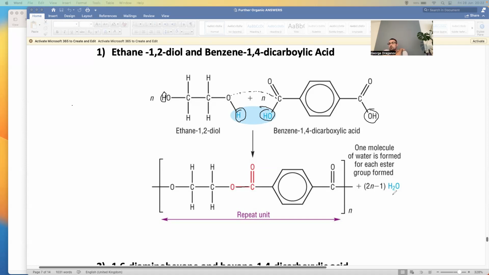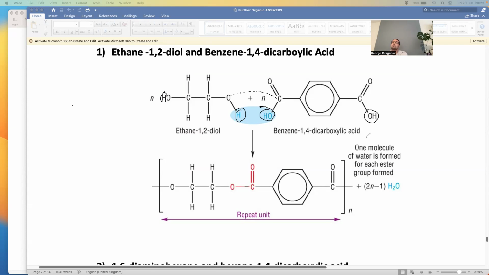Now, if we want to have n of this and n of this, then we have to put little n here, and we have to put 2n minus 1 H2O. You might see it written incorrectly in the syllabus. You might see it written incorrectly in old editions of textbooks. It is 2n minus 1 H2O. However, for the GCSE purpose, they're not going to mark you on that. They'll just focus on the fact that you've made water.